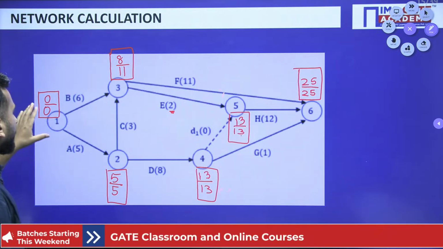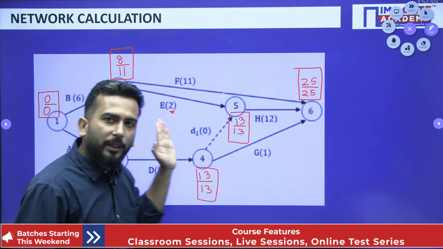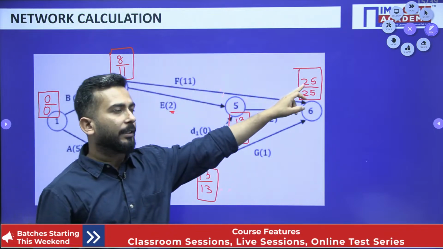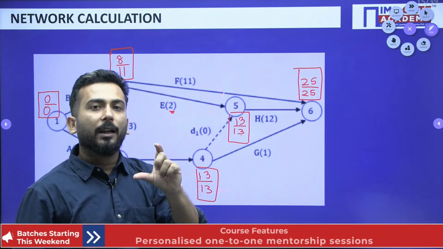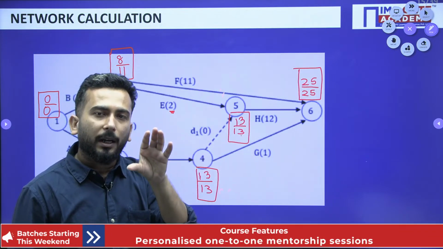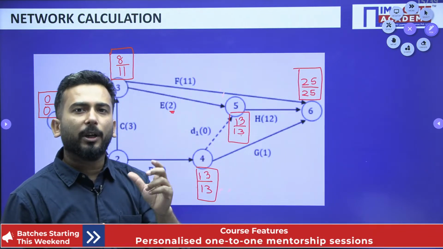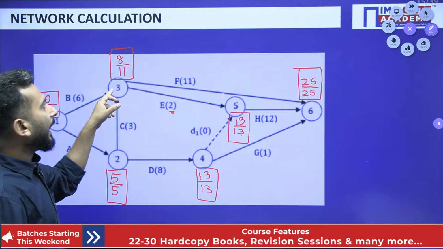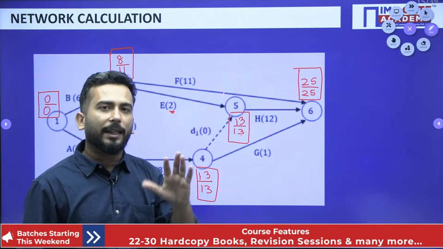So I repeat again, when I am going in the forward direction, I am getting the time which is written in the numerator, and that is giving me the earliest time, as early as possible. Someone says you have to reach that event as early as possible. So I can do this event 3 as early as 8 days. Before that I cannot do it.